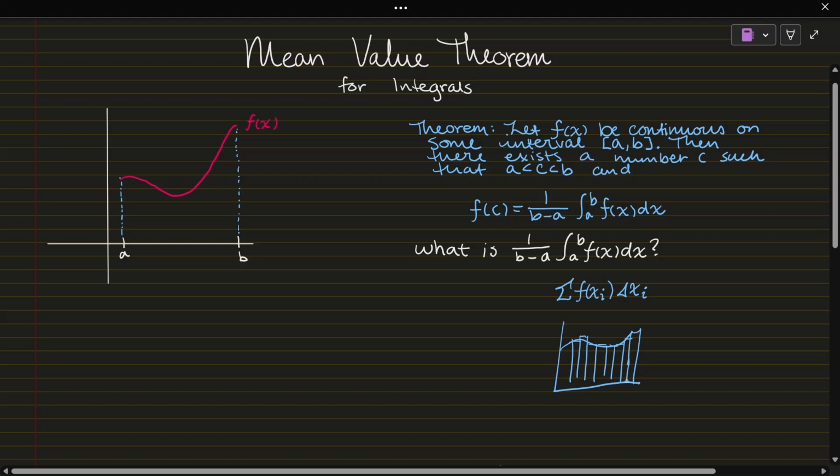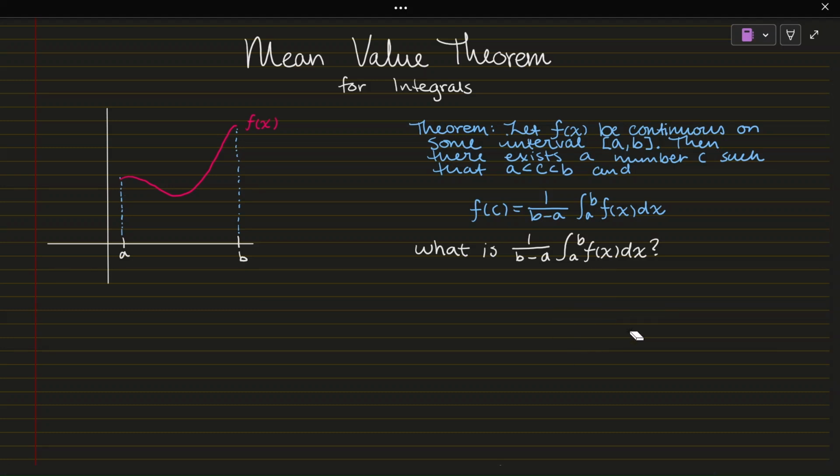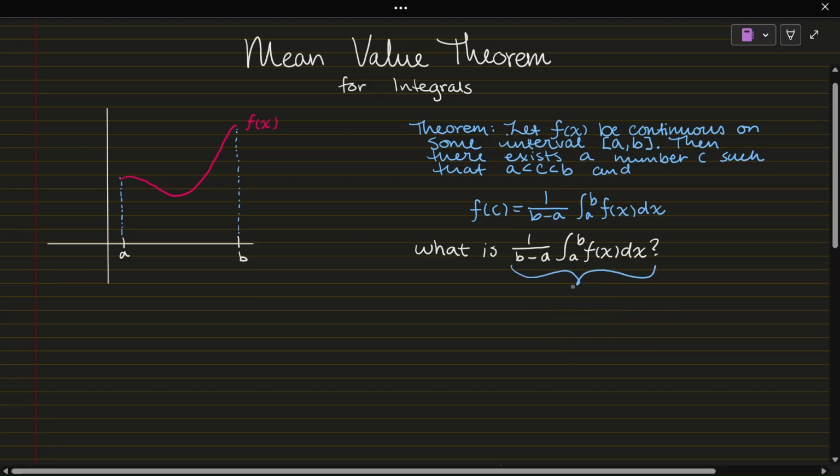But what I care about here is that this is a sum. And when we divide it by the interval b minus a, we have something that looks like an average. And it turns out that this is an average. So this whole expression is the average value of f of x on the interval, the average value of f on [a, b].